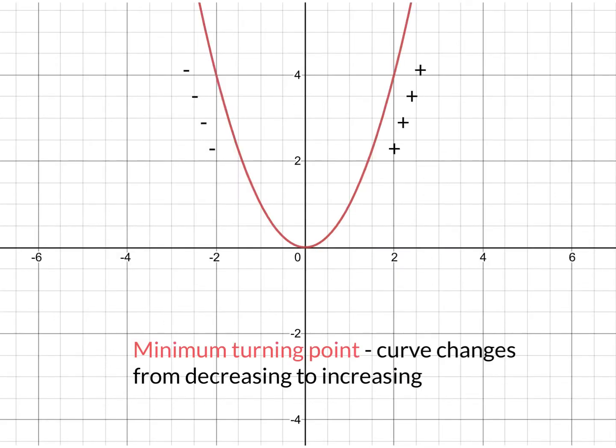Here's an example where we have a minimum turning point. Now, these turning points don't have to be at the origin. They can be anywhere. I'm just using these as examples. But with a minimum turning point, we have decreasing on the left and increasing on the right of that turning point or that stationary point.